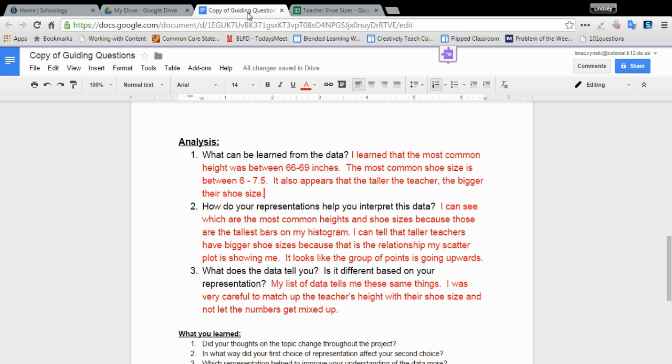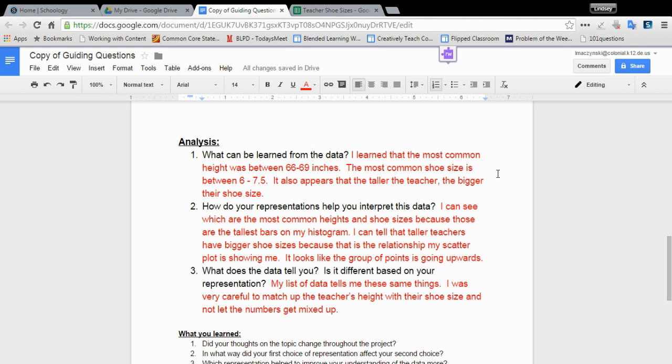What I also did was I answered these 3 questions, the guiding questions about the analysis, and my answers are in red. So the things that I noticed from the data is that most of the heights are between 66 to 69 inches, so I looked at the mode. You could also find the mean or the median. If you wanted to be really thorough, you could find all of them and then talk about them.